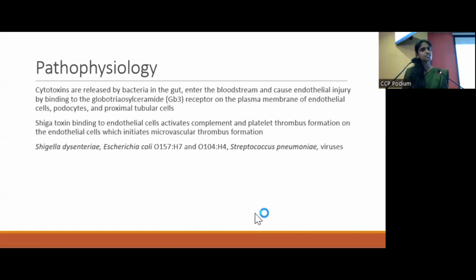The pathophysiology is that cytotoxins released by the bacteria enter the gut and then enter the bloodstream and cause endothelial damage. It causes activation of the complement system and thrombus formation, and causes microvascular injury and organ dysfunction. Shigella dysenteriae and E. coli O157:H7 strains are the commonest implicated organisms, but pneumococcus, salmonella, campylobacter, and certain viruses are also implicated in pathogenesis.